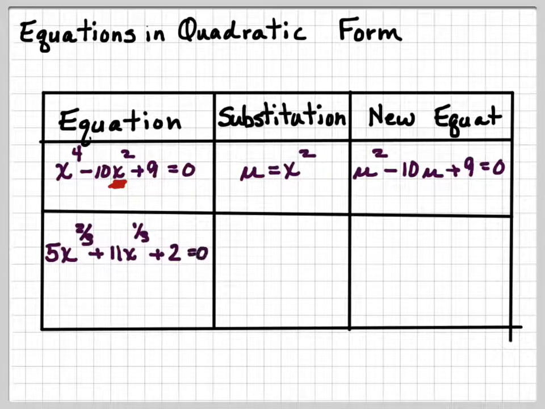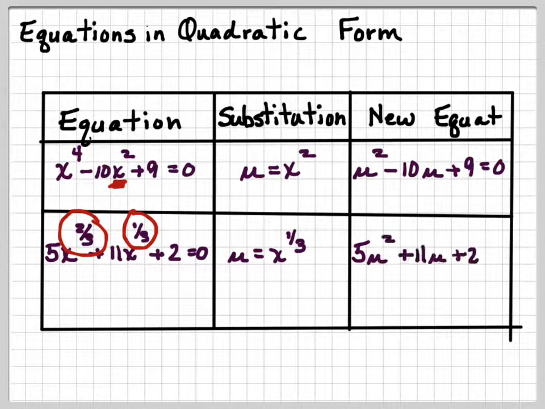If I have 5x to the 2/3, let's talk about rational exponents, plus 11x to the 1/3 plus 2 equals 0. Well, I can see that I have 1/3 here, and if I take 1/3 and square it, I have 2/3. So this is a great candidate for this kind of a problem. If I let u equal x to the 1/3, then I will have 5u squared plus 11u plus 2, just by substitution. And then I can work with those problems.